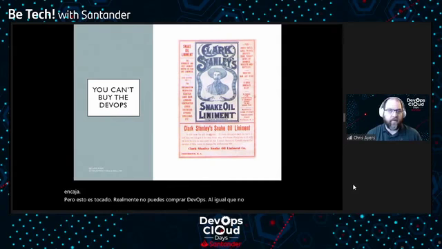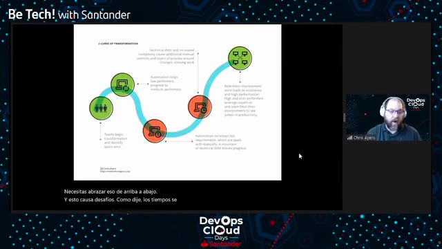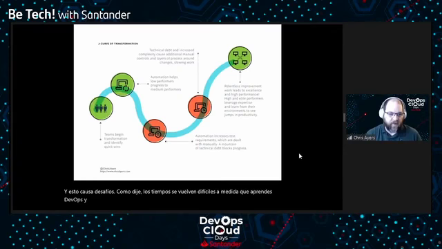You can't go through some of the motions without having the mindset behind it. You need to embrace that from the top to the bottom. And this does cause challenges. Like I said, times get difficult as you're learning DevOps. And this is where this J curve of transformation comes from.